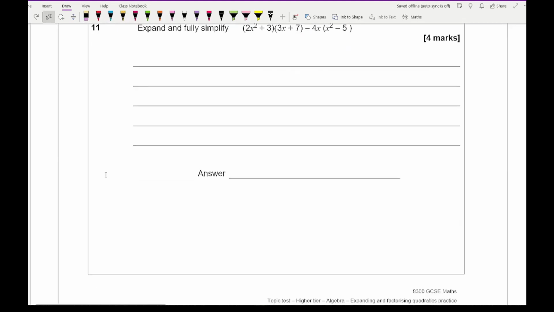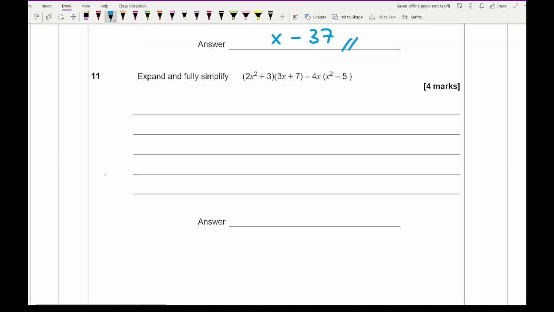Question 11, it says expand and fully simplify. So again, a complicated expression here because we've got an x squared inside one of the brackets. So again, take your time with this. So 2x squared times 3x is 6x cubed. Then we've got plus 14x squared. Then we're going to have 3 times 3x, which is 9x, and 3 times 7, which is 21.